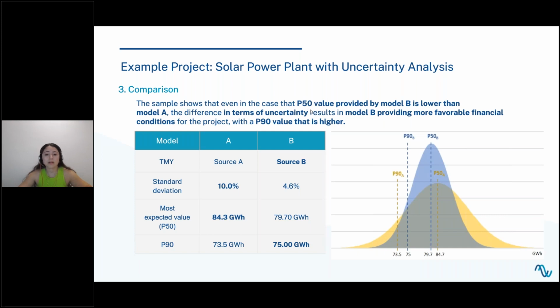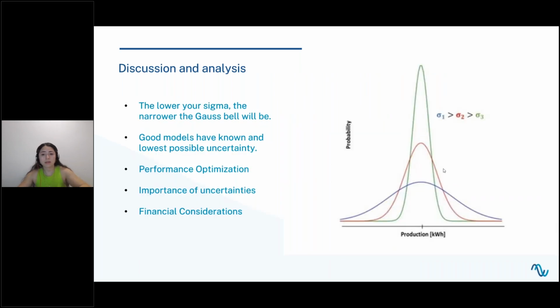it's showing that the P50 value provided by the model B is lower than the model A, and the difference of uncertainty here, in the model A, we have 10%. So in terms of this uncertainty, we can see that the model B is providing a more favorable financial condition, since its P90 value is still higher than the one that had a higher P50 at first. So this is the result of the analysis.